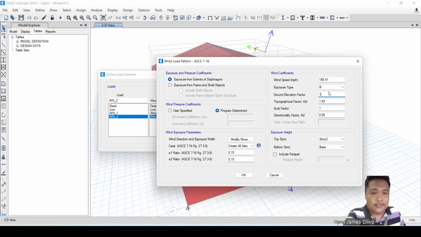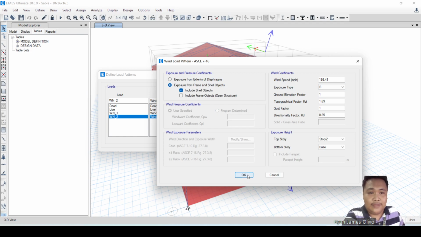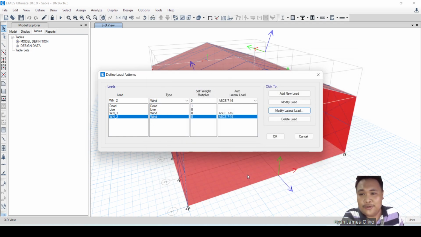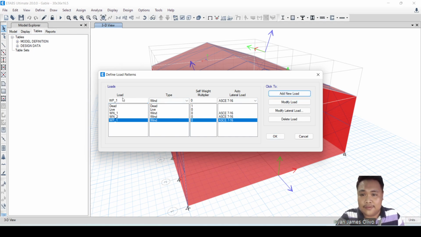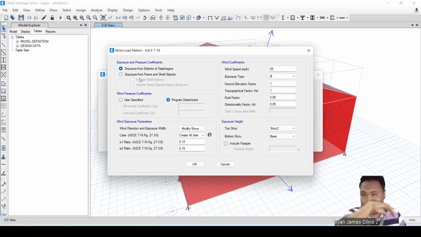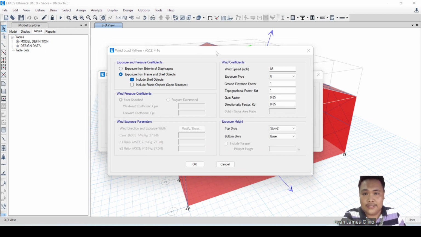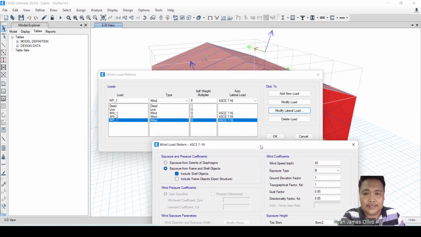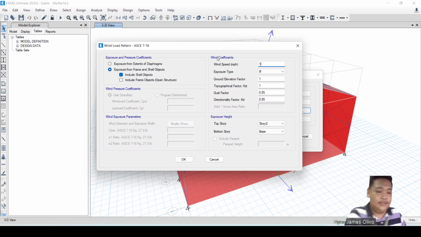So anyway, let's try to do this one by one because there is no load pattern to copy. Oh, they forgot to put copy. So let's just manage to do this one by one. So add new load. So 2. Let's try modify lateral load. Why is there no copy? Okay, anyway, I'll just do it all.